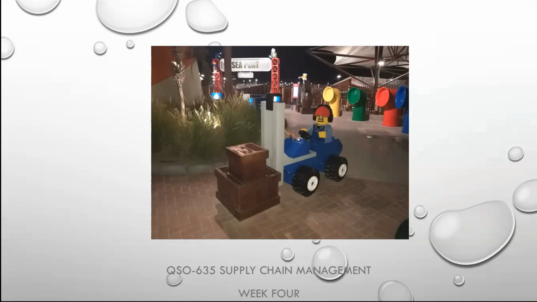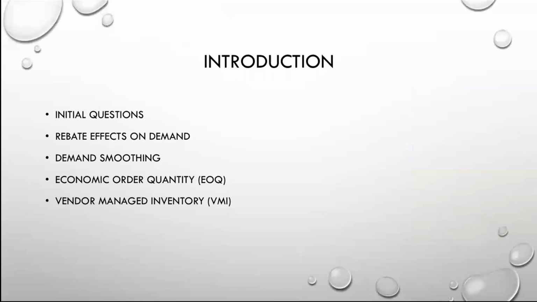This week we are going to be covering rebate effects on demand real quick, just to give you some extra information on how rebates influence demand and how you shouldn't use the demand information during a rebate for your forecasting. Very simple. I'm going to go into demand smoothing in a little bit more detail. I only scratched the surface last week, and I feel that I should give a little bit more detail on this, and I'm going to do that. I'm going to go over economic order quantity for this week, and then if I have enough time, I'm going to go over vendor managed inventory.